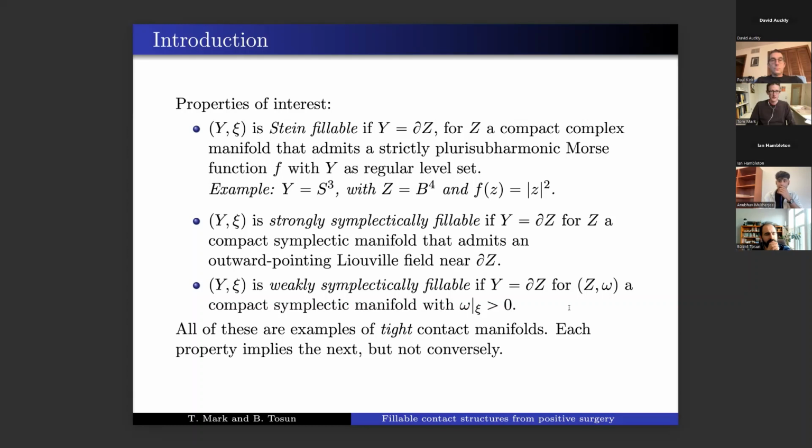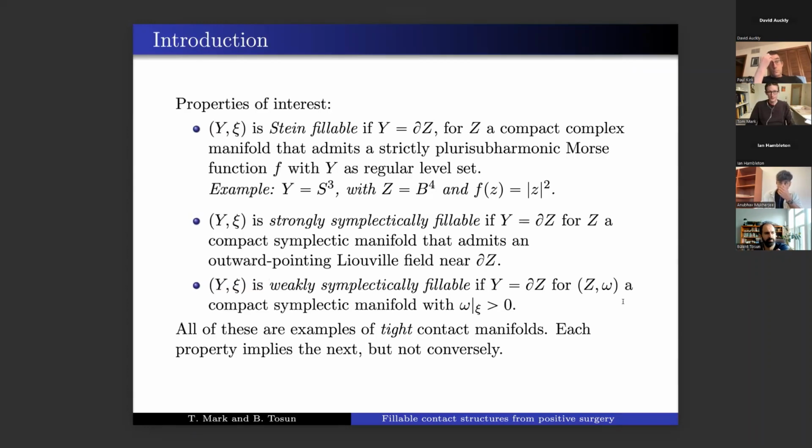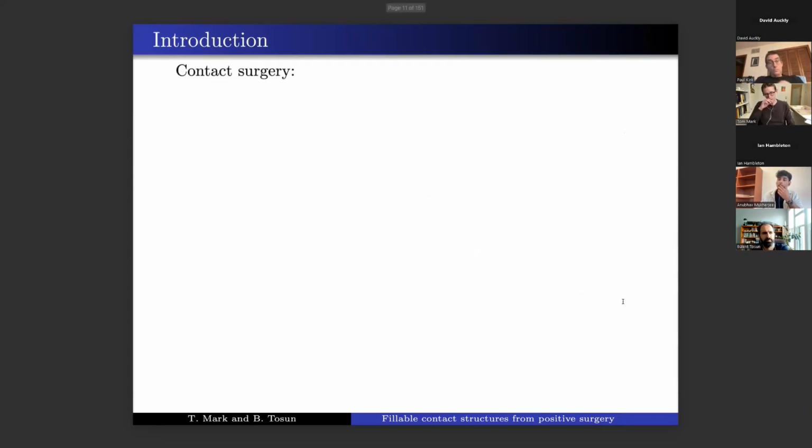So all of these properties imply tightness for the contact structure, and each one is weaker than the previous one in a strict sense. Okay, so those are the fillability properties we're wondering about in terms of contact surgery. So how does contact surgery work?